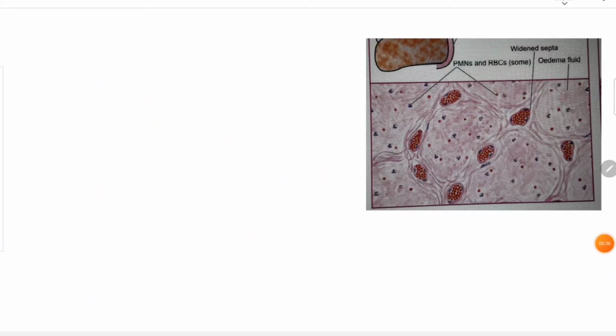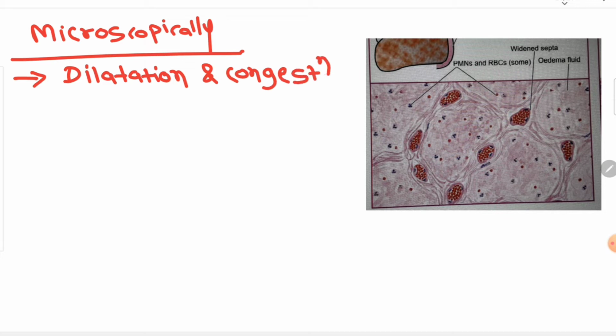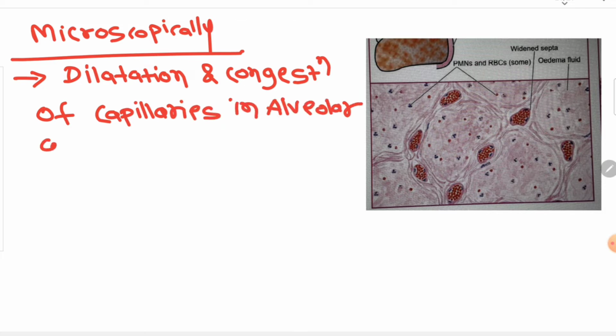It is the initial stage. Now, in the stage of congestion, if you do the biopsy, then microscopically or in the autopsy, nowadays biopsy is not done for pneumonia, but in the autopsy, you might have observed that microscopically, in the stage of congestion, there is a dilatation and the congestion of capillaries of the alveolar wall. So as per the name of stage of congestion, there will be dilatation and congestion of alveolar capillaries, which can be seen in this diagram.